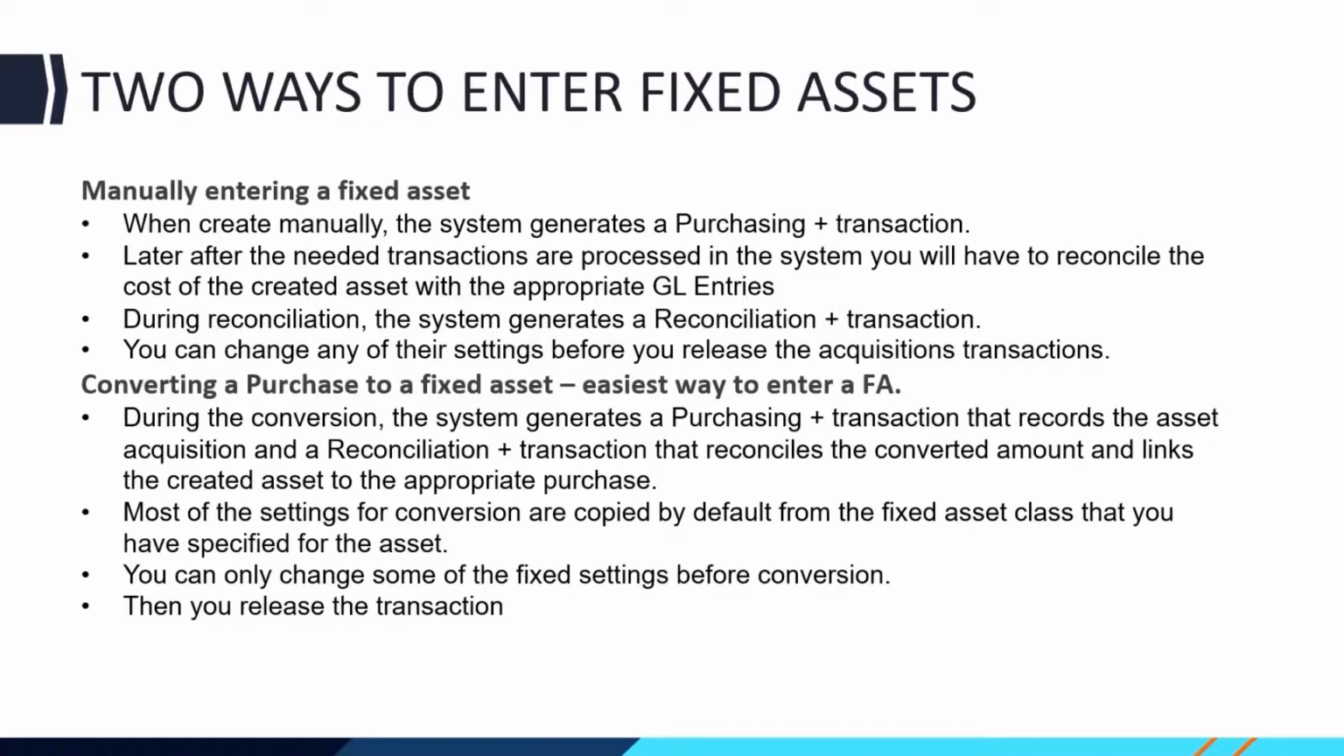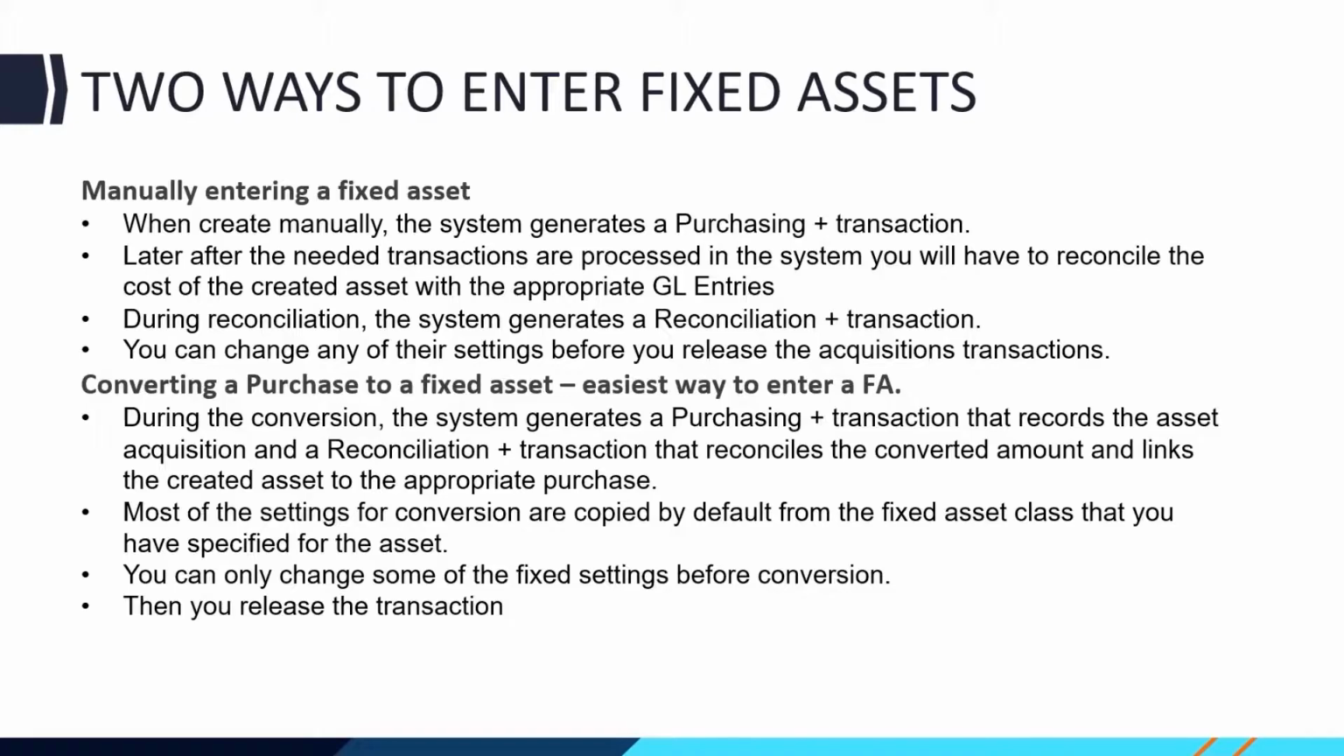Convert the purchase to a fixed asset. This is the easiest way to enter a fixed asset. During the conversion, the system generates a purchasing plus transaction that records the asset acquisition and a reconciliation plus transaction that reconciles the converted amount and links the created asset to the appropriate purchase. Most of the settings for the conversion are copied by default from the fixed asset class that you have specified for the assets. You can only change some of the fixed asset settings before conversion. Then you release the transaction.